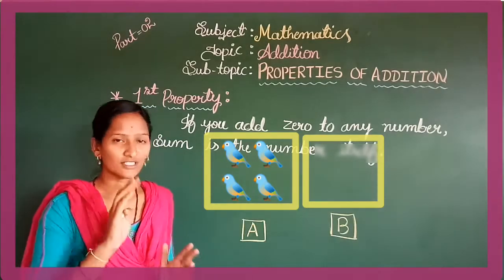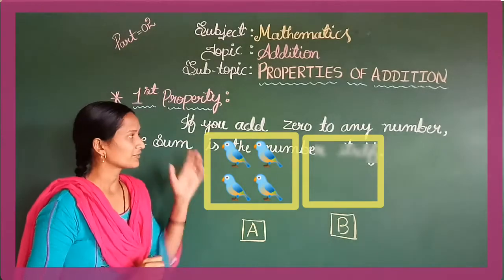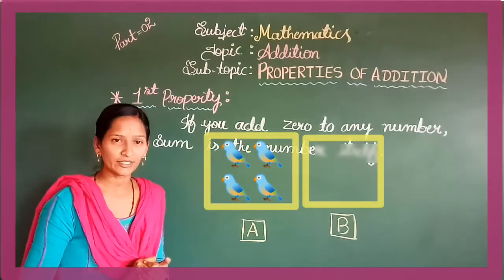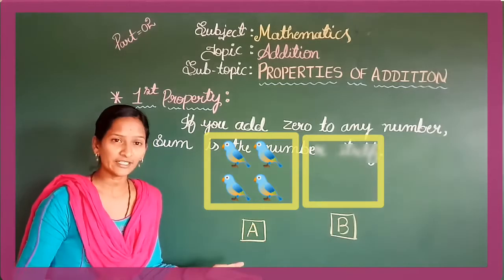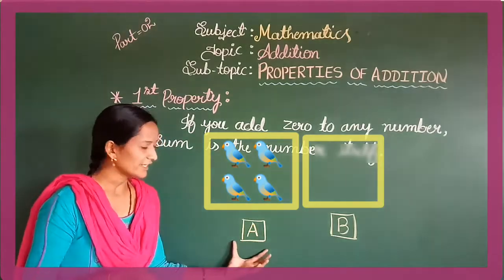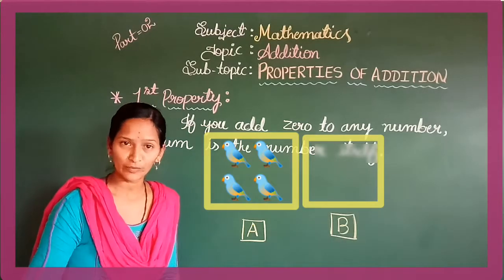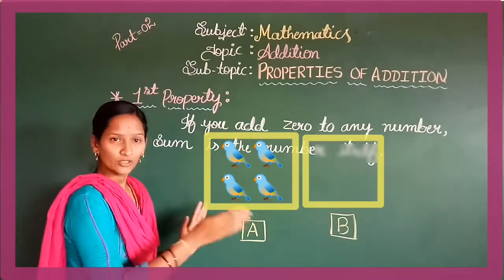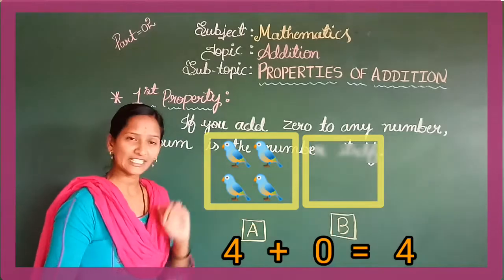So this is the first property. If you add 0 to any number, the sum is the number itself. In group B, are there any birds? No. No means 0. But in group A, we have 4 birds. If you add both groups, that means 4 plus 0.